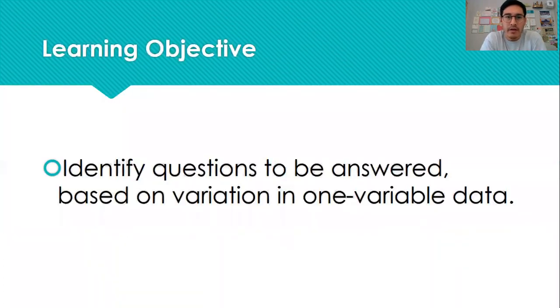All right, so the learning objective for this topic is to identify questions that can be answered based on variation in one variable data. So variation is based off of the word variety, and variety means that there are differences. So we can go to the ice cream store and see that there's a variety of flavors that we can pick from. We can look at the students at a school and see a wide variety of different ages represented, different races being represented. And so when we talk about variety, we're just talking about the fact that things in the world around us differ.